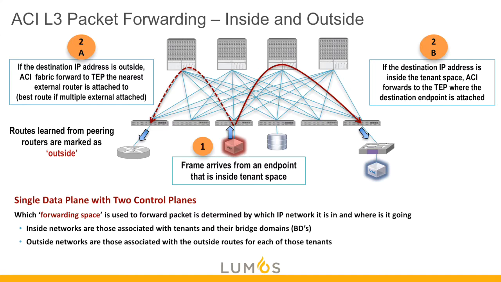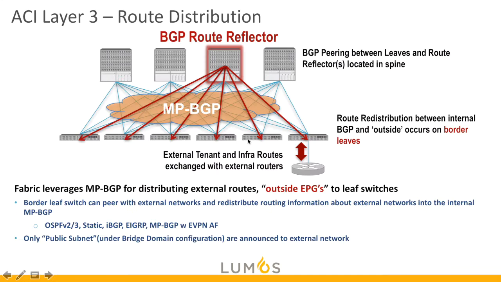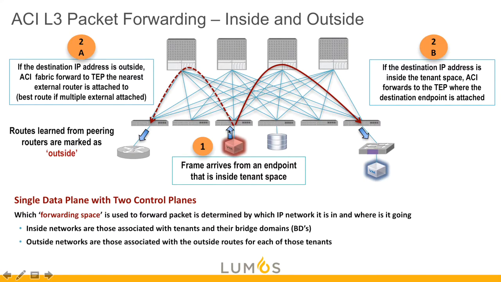That's an inside route. We use two different methods to distribute those routes throughout the fabric. If the IP destination is outside the ACI fabric, forward to the TEP of the nearest external router. We call this a border router or border leaf router. If the destination IP address is inside the tenant space, ACI forwards it to the TEP where the destination endpoint is. So in this example here, we've got a virtual machine, or it could be bare metal, doesn't really matter. It's sending a packet to the outside world. So that's an outside address, and then here it's sending another packet to an inside address to a local switch.